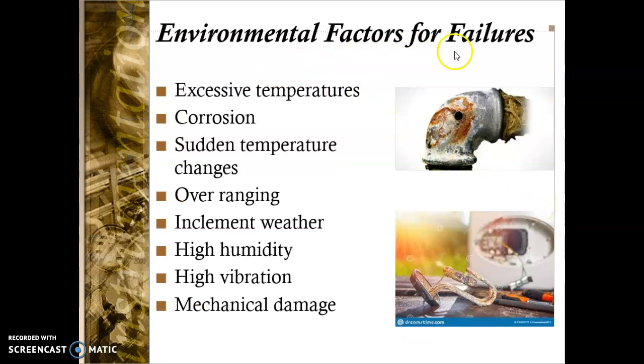All right, let's look at the environmental factors. You have excessive temperatures or sudden changes of temperature. Sometimes in different states, like Texas, you can have a 20 to 30 degree change in temperature really fast, within an hour or so. That does affect your plant. Plus, if you're running with volatile substances, as are usually found in a refinery, that could be very dangerous, and you have to see that it could stress your tank.